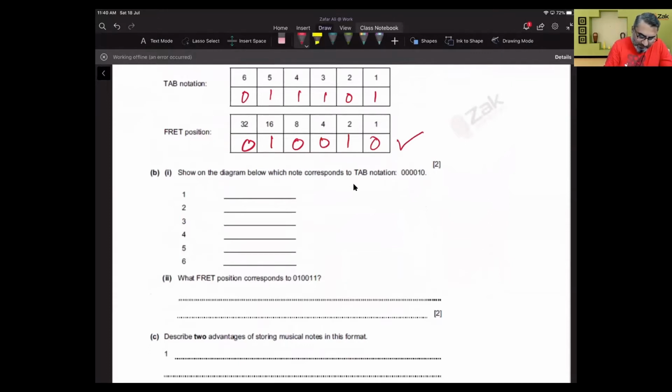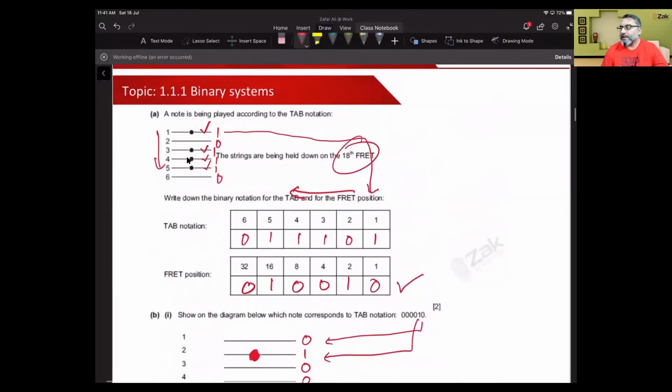Now it says to show on the diagram below which note corresponds to this tab notation. So this is 0, this is 1, this is 0, 0, 0, 0 over here. So this will be like this. Whenever it is 1, we have to put a dot. It means the finger is pressing this particular string.